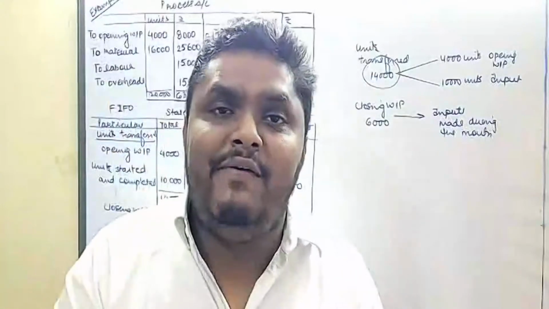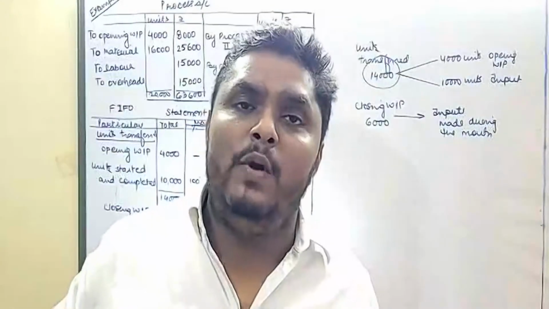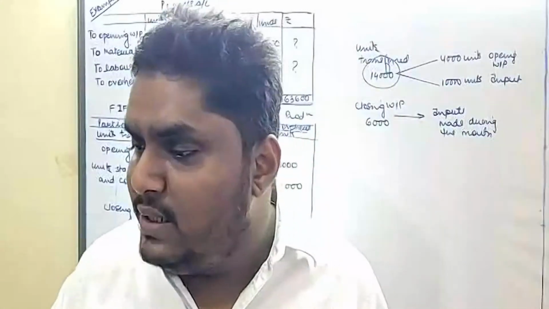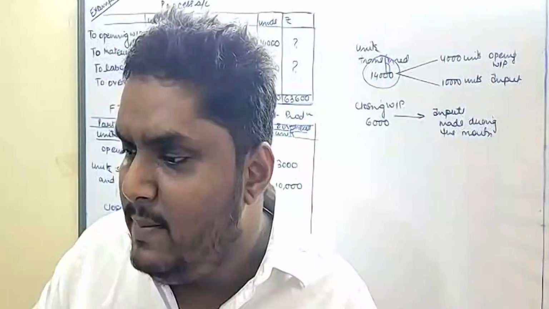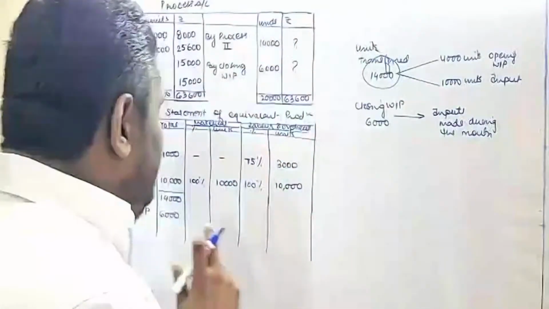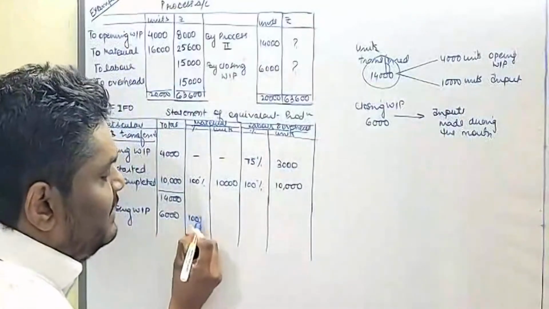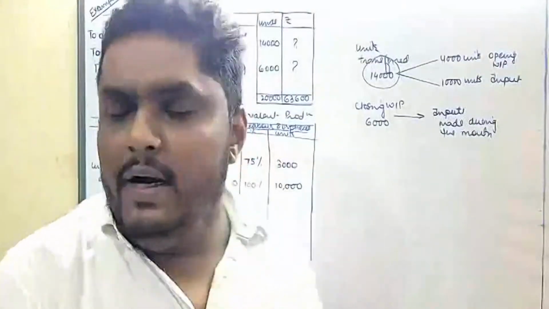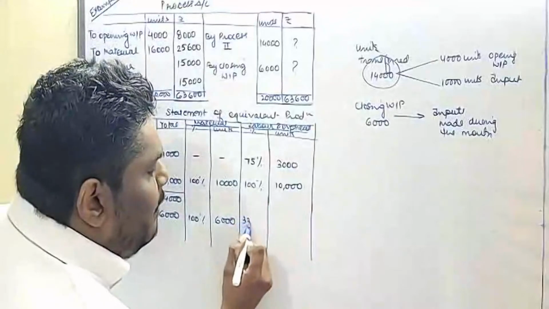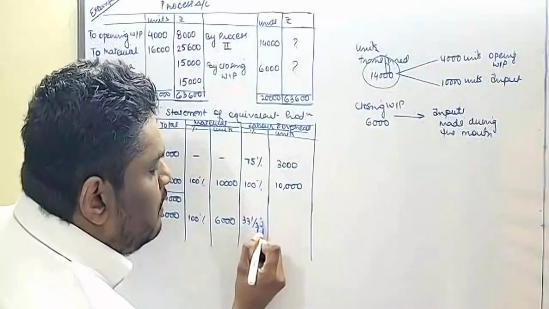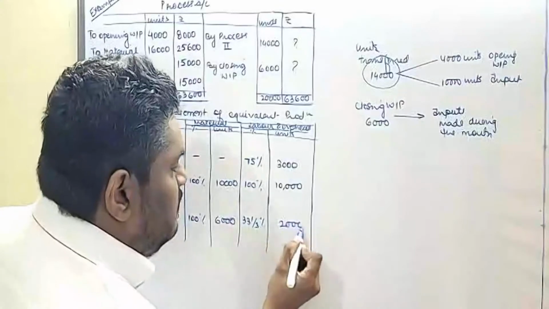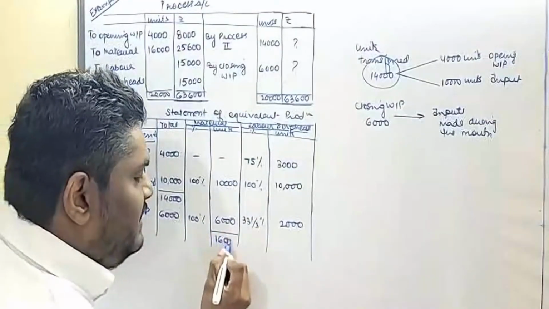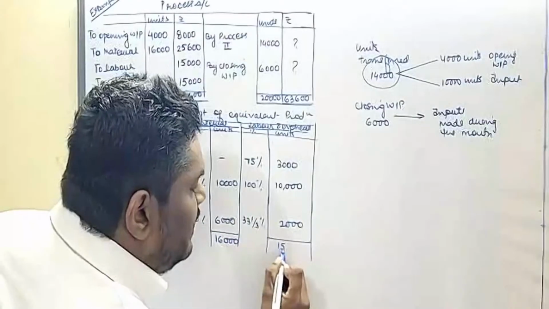So now, whatever the work that is done on closing work in progress represents the work done this month itself. Herein, when talking about the closing work in progress, it is given that material is 100% complete. It means this 100% work is done in this month only. That is 6,000. When talking about labor and overhead, they were completed up to 33.33%. So this is 2,000. So the equivalent number of units of material is 16,000 and in respect of labor and overhead is 15,000.